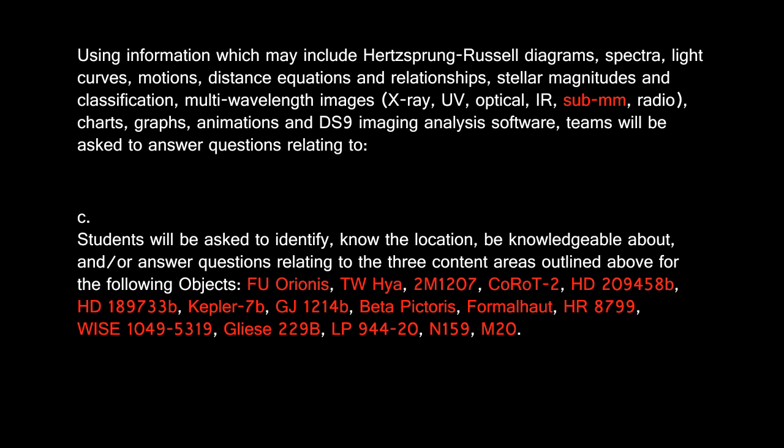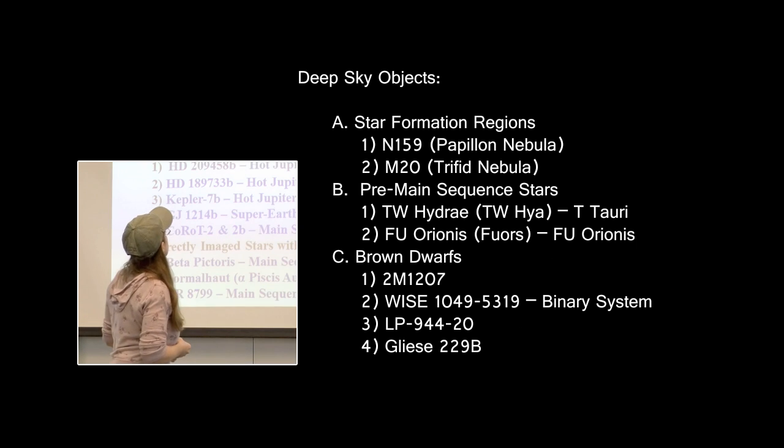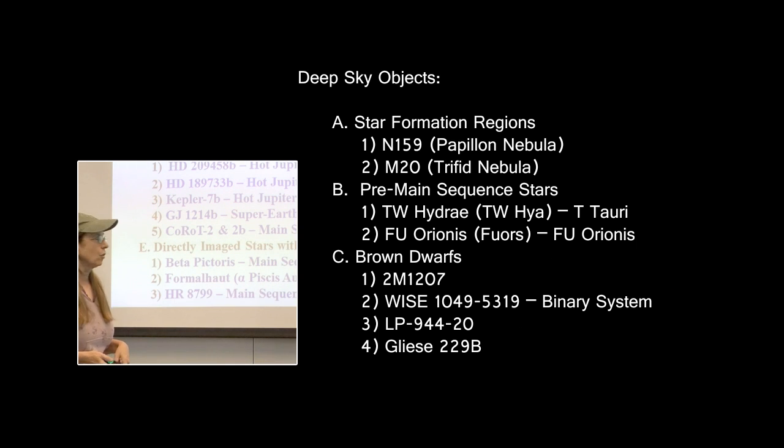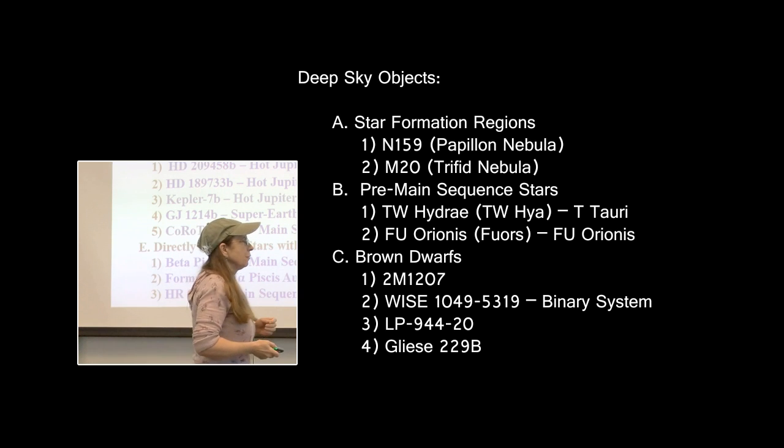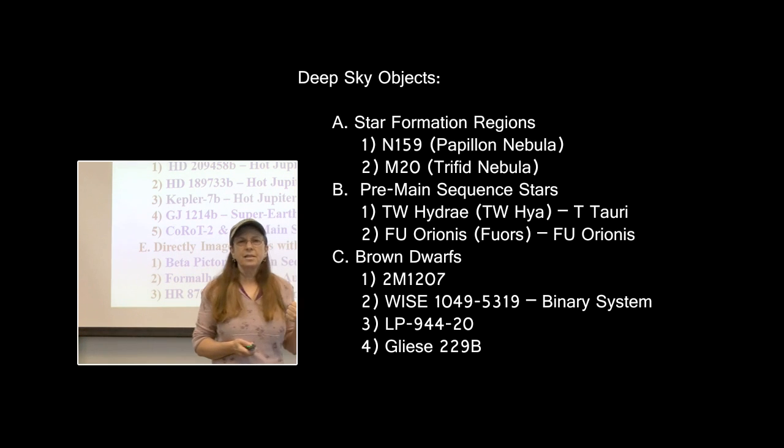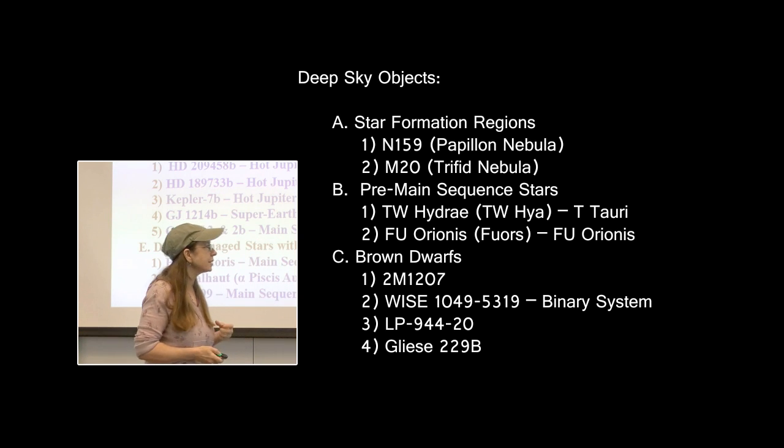And there are 16 deep sky objects this year that all represent various and sundry stages of planet formation. And they have been divided into 5 categories. Now, we have 2 objects that are related to star formation regions.